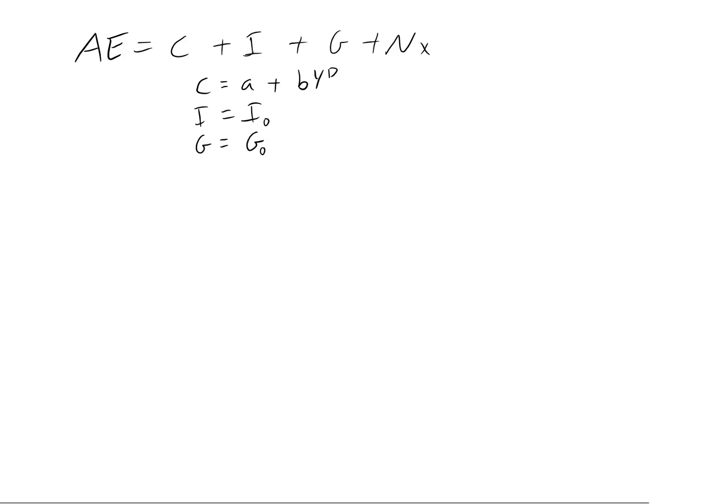And the second was taxes. Remember we talked about taxes being equal to little t times y. So this was net taxes, this was the tax rate, and this was national income.